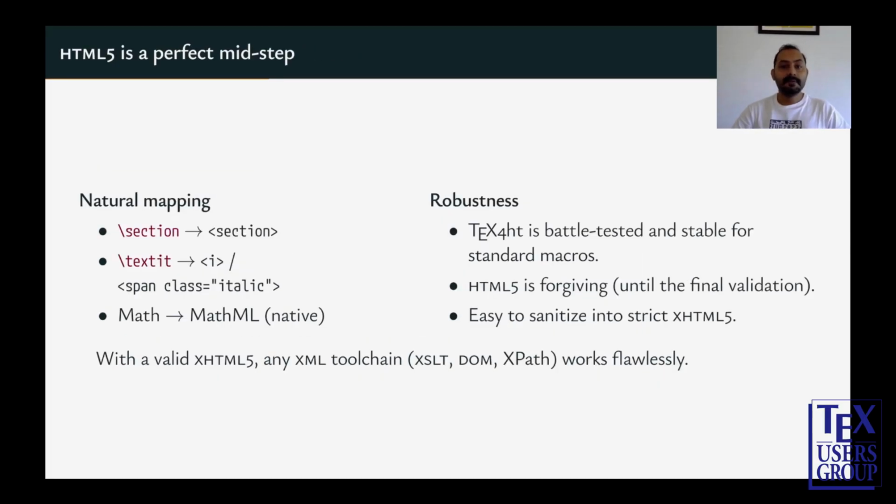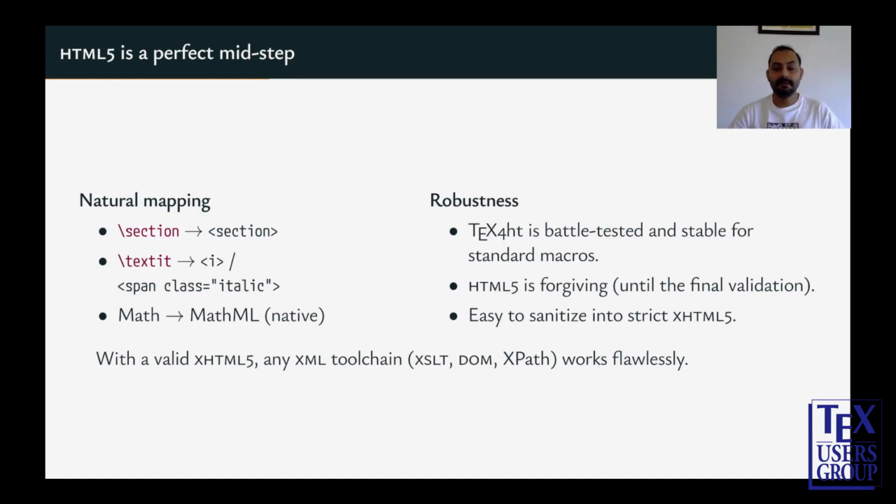HTML5 is quite suitable for our workflow, firstly because it provides immediate visual feedback. Secondly, LaTeX structures have equivalent mapping to XHTML, semantic HTML. For example, \section can be directly mapped to the section tag, or \textit, for instance, can be directly translated to the i tag, or a span tag with class italic, which can then use a CSS for rendering. Most importantly, TeX4ht can generate MathML directly from LaTeX sources.